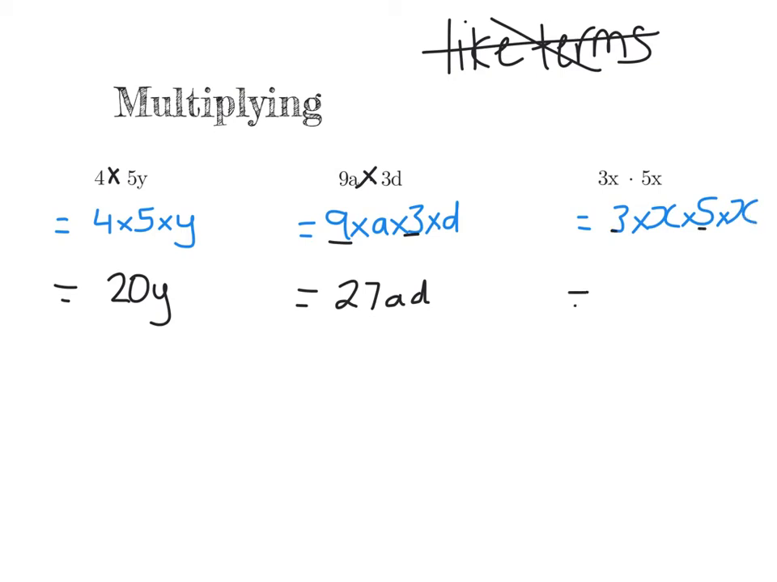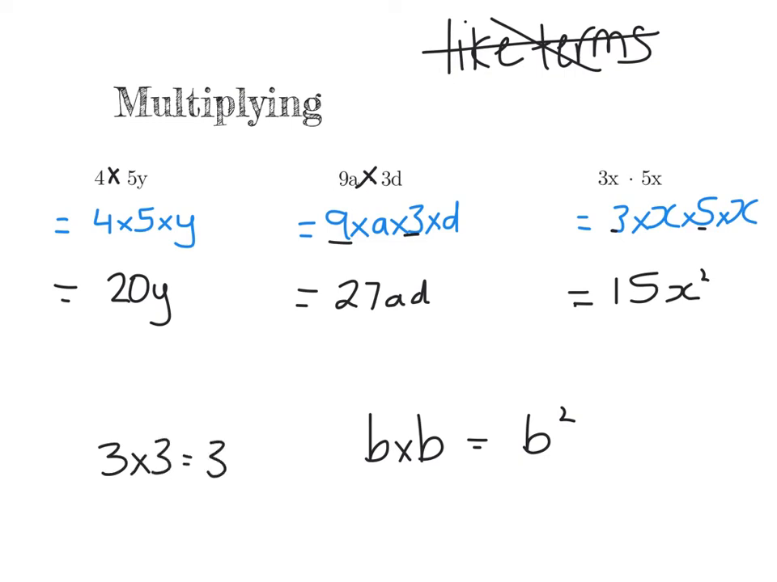In this one we have 3 times x times 5 times x, sorry about the times symbols. 3 times 5 is 15. And xx, we don't write xx. If we have two letters the same, we write that as x squared. So if you had b times b, that is b squared. Just like 3 times 3 is the same as 3 squared, but we would just say that's 9.